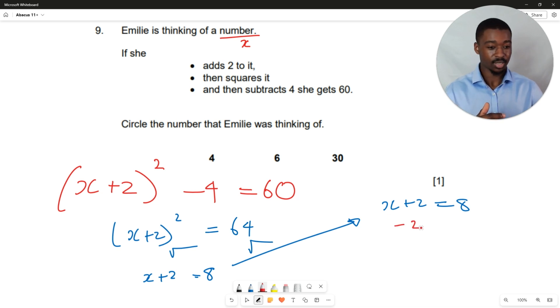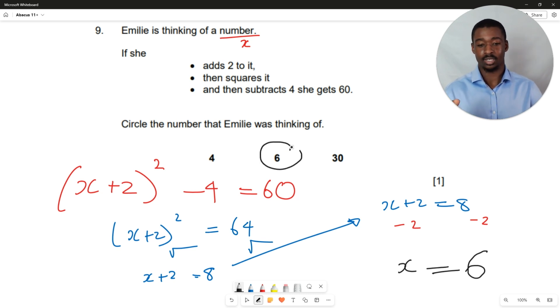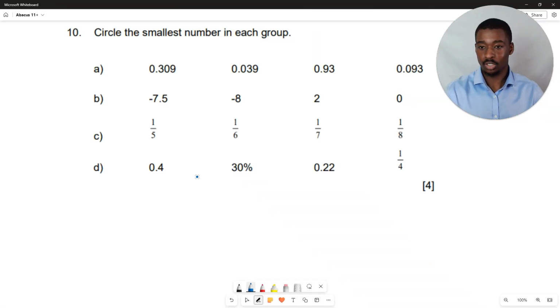Let's put it in a nice bold red. And this gives us on our left-hand side what we wanted, x. And on the right-hand side, we have 8 minus 2, which gives us our magic number of 6. So now we know the number that Emily was thinking of is, or was, 6. So now we have to circle the smallest number in each group.